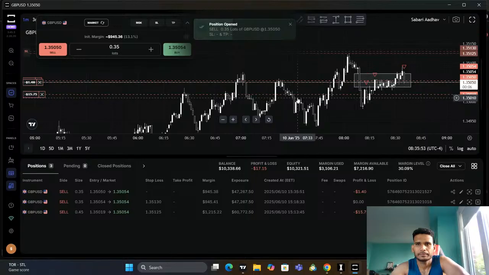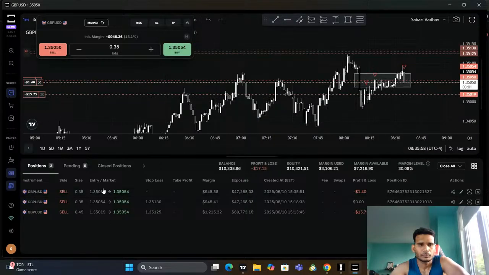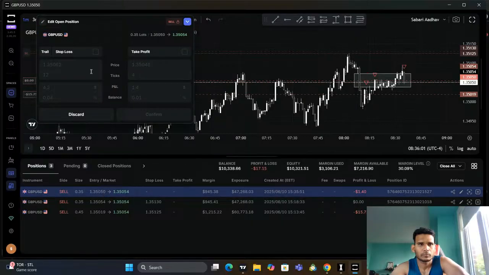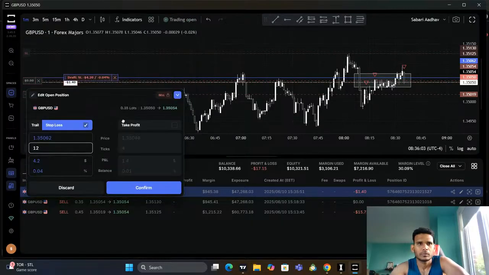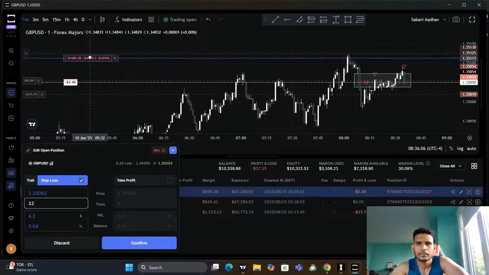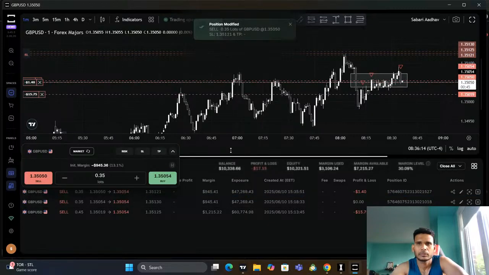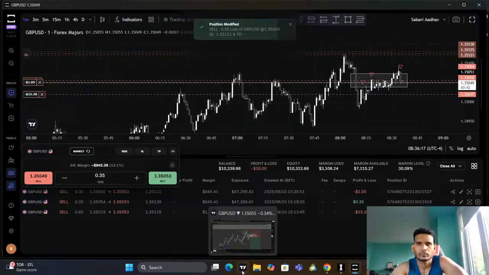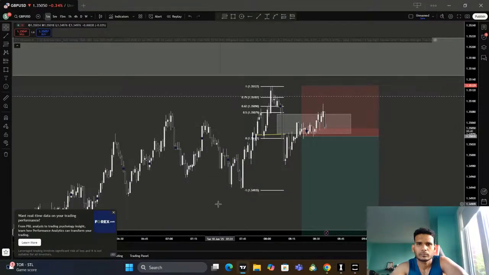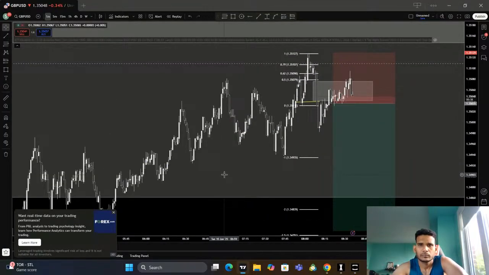So almost safe here. Very tiny risk. Still working. Got my point. Very tiny risk, not more than 1%. That's the reason I enter this way.